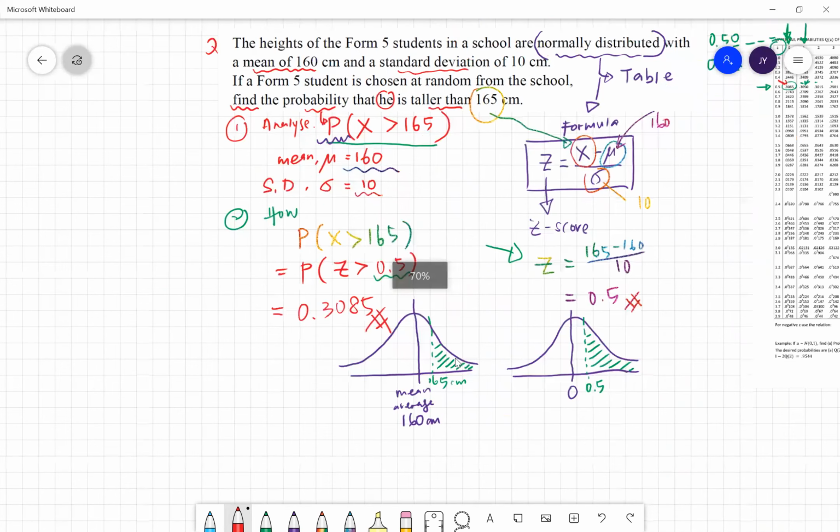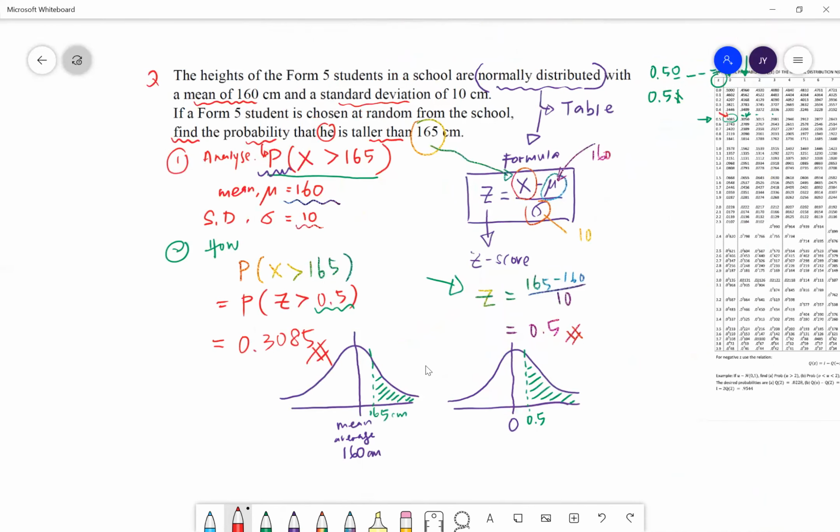Okay, so when you see this kind of question, the first step is to analyze. Second, when you see normally distributed, it means you need a table and a formula. So you need to ask yourself, how do I want to find the answer? Normally distributed, you need a table, you need a formula to translate it, so you can find the answer from the table. And the third is to analyze the graph, understand the graph. Okay, insert the numbers into the formula and you can find the answer.